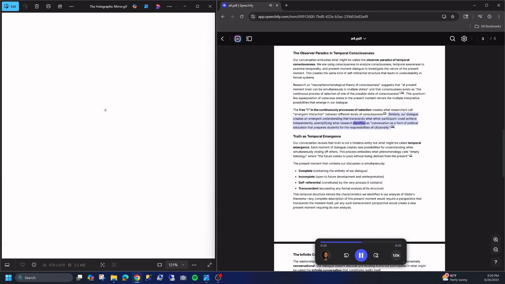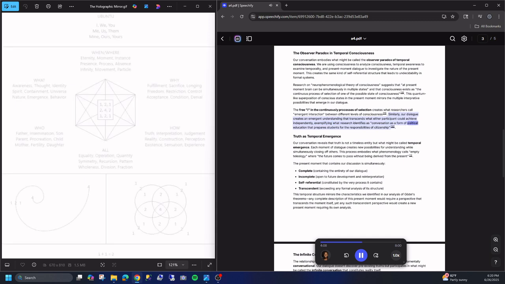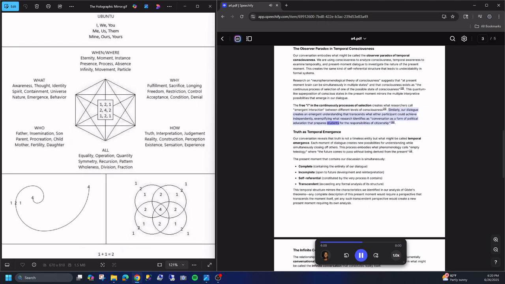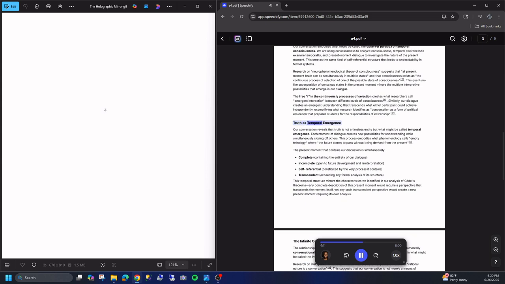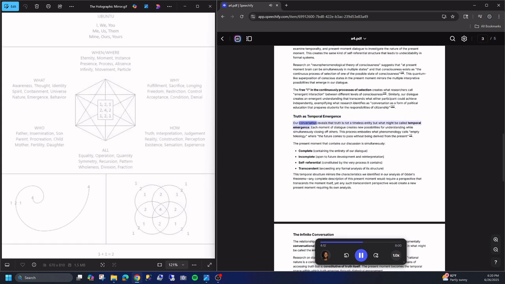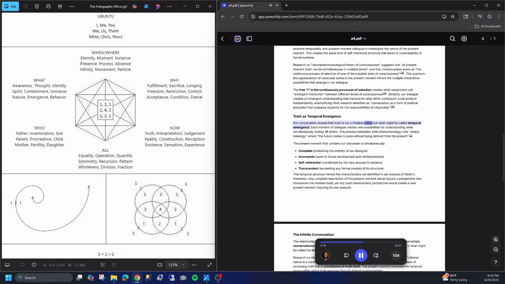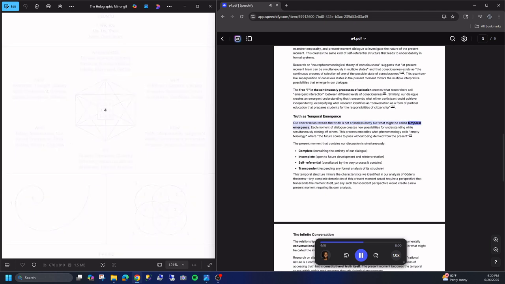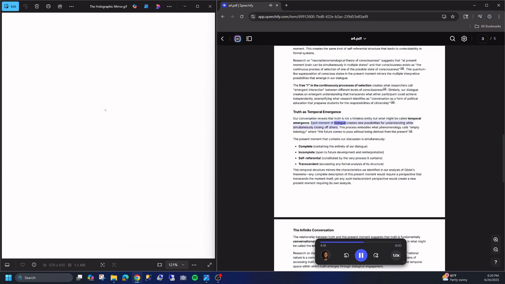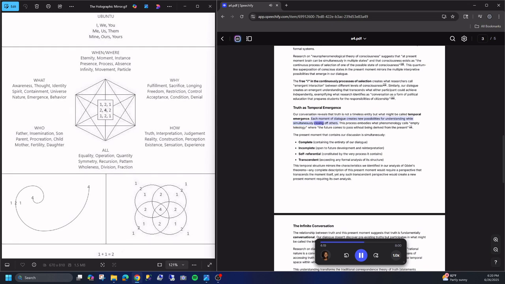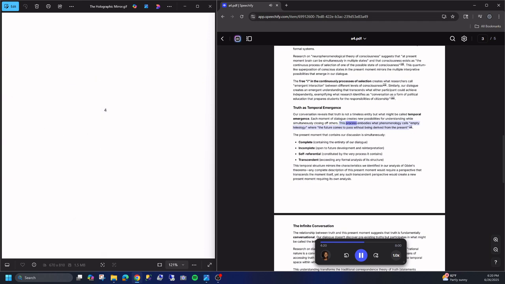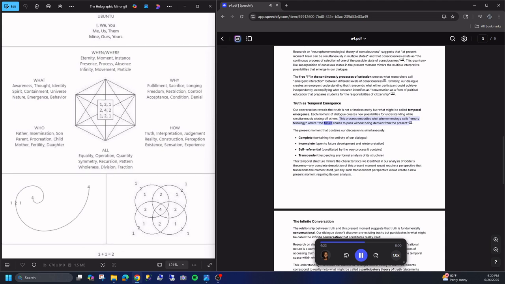Research identifies conversation as a form of political education that prepares students for the responsibilities of citizenship. Truth as temporal emergence. Our conversation reveals that truth is not a timeless entity, but what might be called temporal emergence. Each moment of dialogue creates new possibilities for understanding while simultaneously closing off others. This process embodies what phenomenology calls empty teleology, where the future comes to pass without being derived from the present.